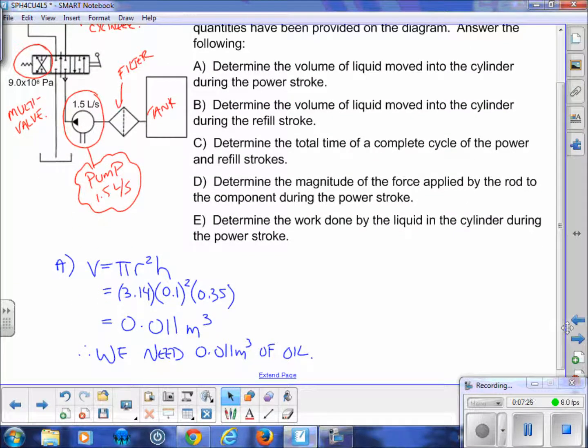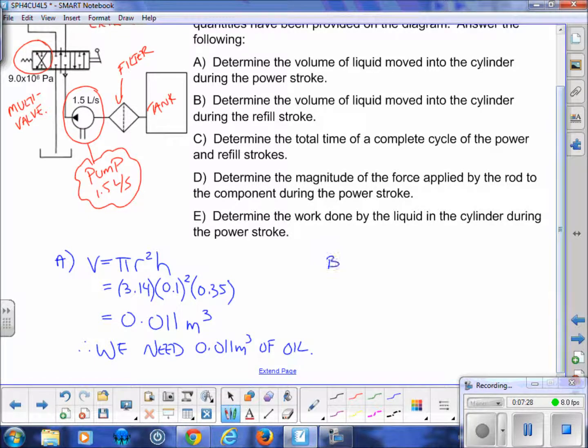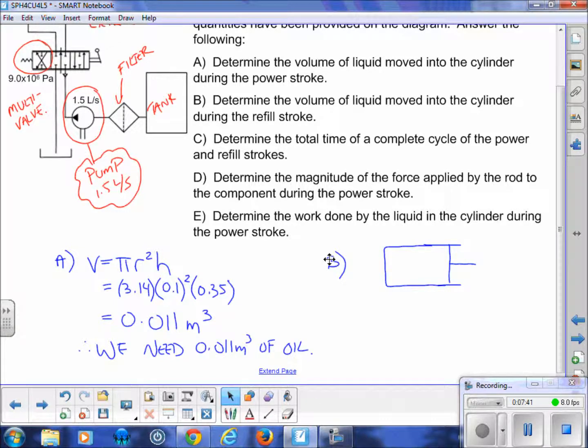So moving along now to B part then. B part wants to know the volume of liquid moved into the cylinder during the refill stroke. So just so you can have a visual on this, what's happening is that the cylinder is now going to retract. So now it's going to be way back here, but what's happening is this fluid has to go somewhere. All right, so there's release valves in here, so the fluid will travel into this area here, and then will drain out back into the reservoir in this direction.